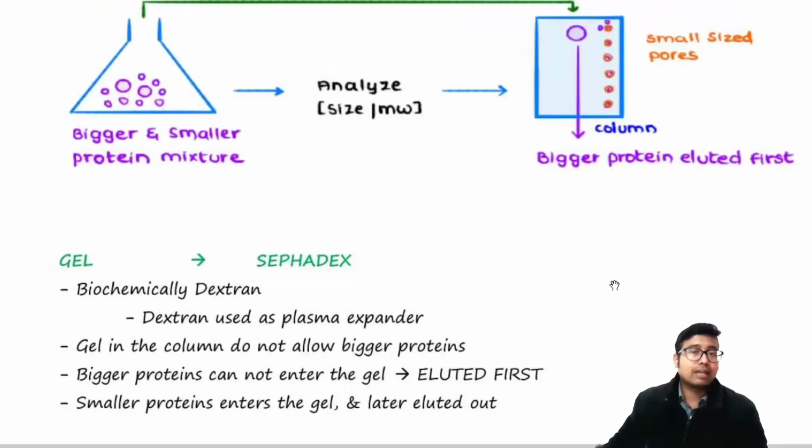Overall, as a part of an MCQ, the things that you need to remember are: the gel is named Sephadex G, biochemically it is a dextran. The gel column does not allow bigger proteins to enter, and therefore the bigger size proteins are eluted first, and the smaller size proteins will enter the gel and will be eluted out later, right? And this is the schematic diagram.